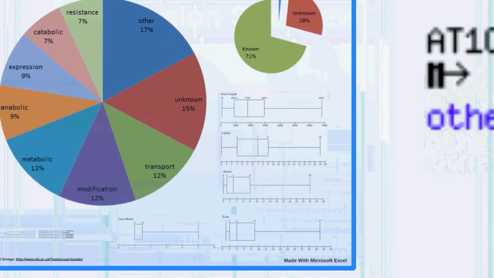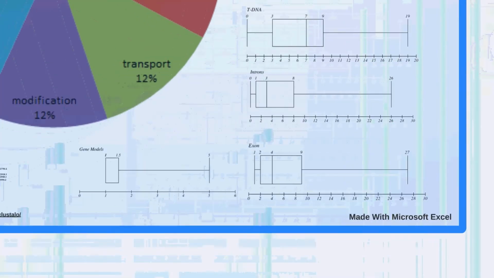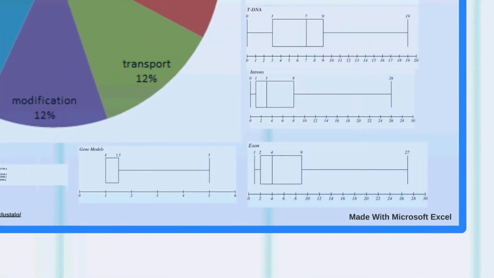Box and whisker plots were shown for introns, exons, transposable elements, gene length, and gene models, and how they were distributed amongst the genes. The graphs speak for themselves, with a couple of highlighted notes: our median gene length was about 1,800 base pairs, but did range from as small as 71 base pairs to as large as 7,000 base pairs. There were usually between 3 to 9 tDNA inserts found, along with 2 to 9 introns for each gene. Pretty much only one gene model was seen for each gene, though one gene had as many as 5.